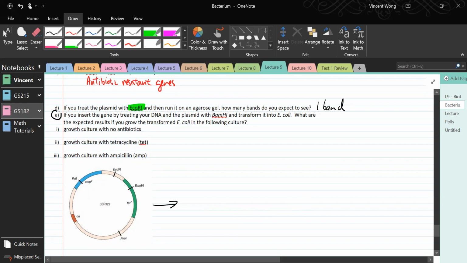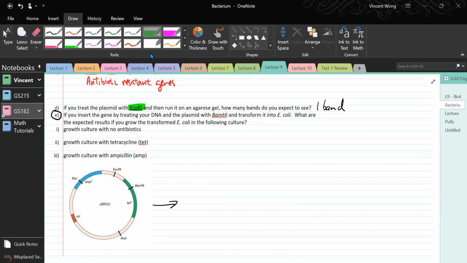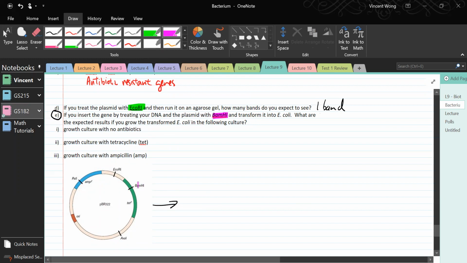Now here is the difficult one. If you insert the gene by treating your DNA and the plasmid with BamHI, okay, so BamHI is right here, and transform it, feed it to E. coli, what are the expected results if you grow the transformed E. coli in the following culture? All right, so we're going to insert the gene with BamHI. It's going to go right here into the plasmid. Okay. Growth culture with no antibiotics. So if you put the E. coli on a culture with no antibiotics, do you expect them to grow or not grow?